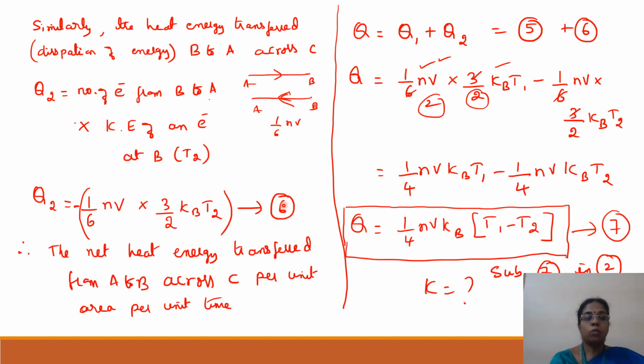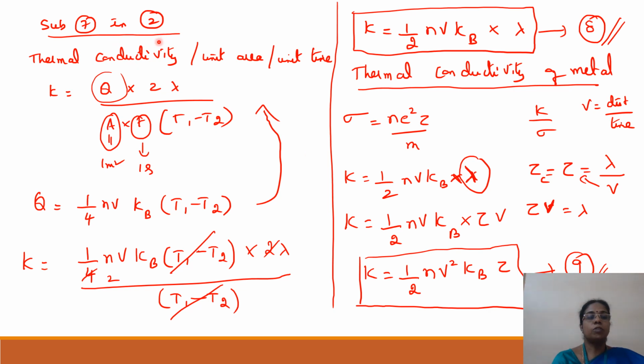So having got these values Q1, Q2, we are next going to find out the net heat energy transferred from A to B across C per unit area per unit time, which is the sum of these two. So Q is equal to Q1 plus Q2, 5 plus 6. So Q is equal to 1 by 6 NV into 3 by 2 kB T1 minus 1 by 6 NV into 3 by 2 kB T2. So when you simplify, you get Q as 1 by 4 NV kB into T1 minus T2. Let this be equation number 7. Now substitute 2 in equation number 7.